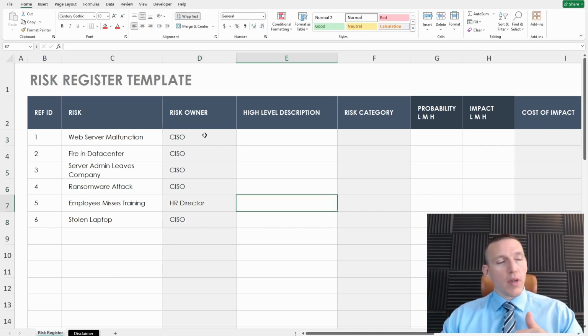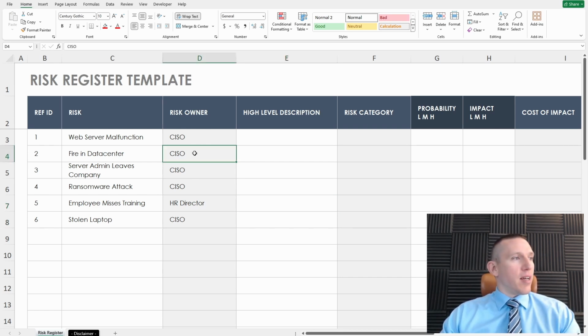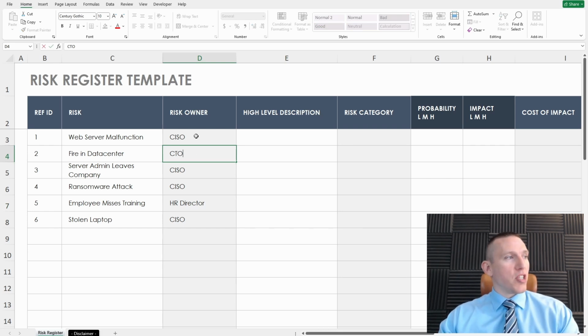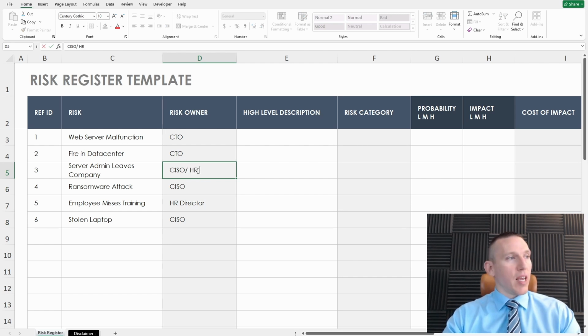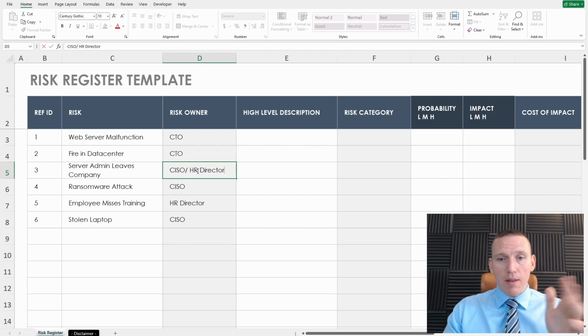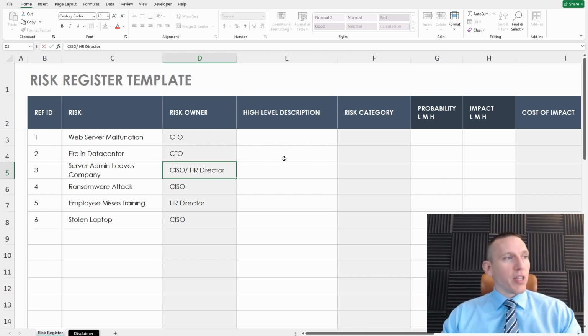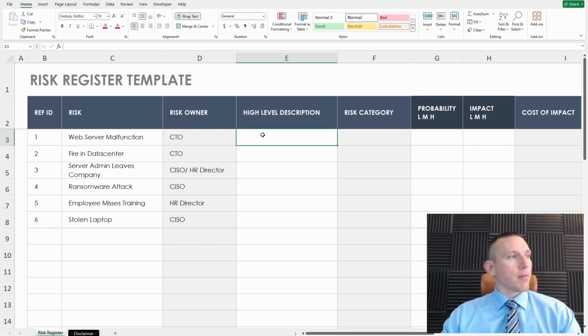If you have a CISO, maybe you have a CTO and a CISO, in which case I'd say the CTO, Chief Technology Officer, would be responsible for these two. Ransomware attack would be CISO. Stolen laptop would be CISO. Server admin leaving the company would probably either be CISO or maybe HR director. I think that would be a pretty good strategy. And this is going to be decided by senior leadership within the organization.